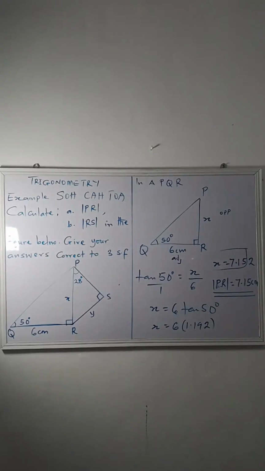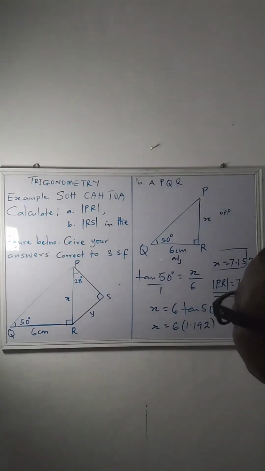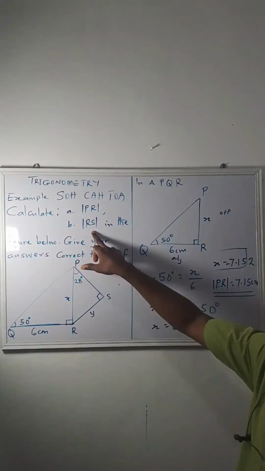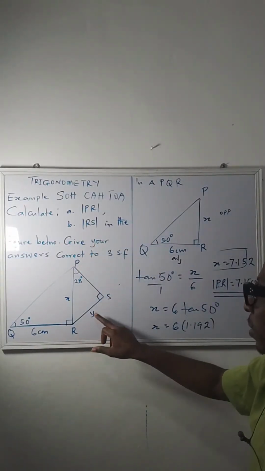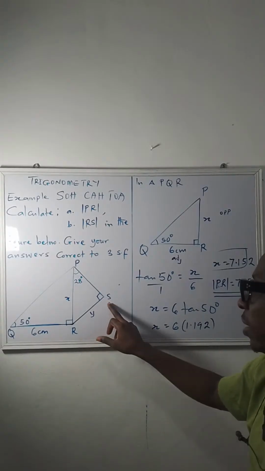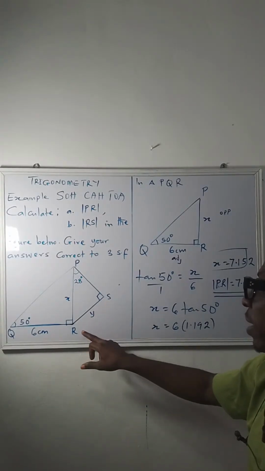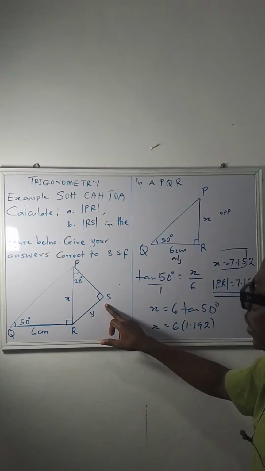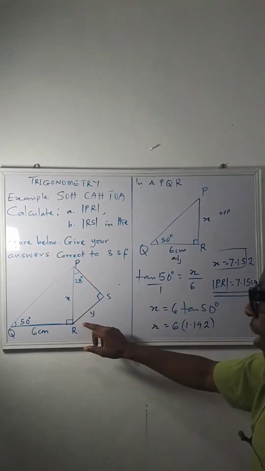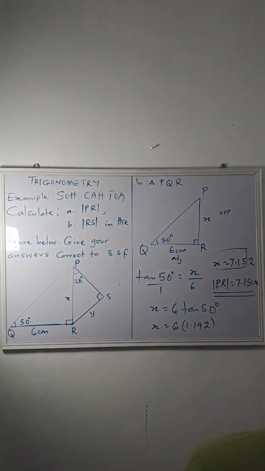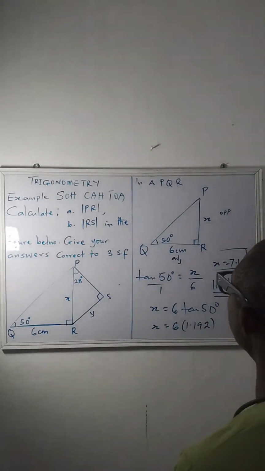Okay. Now let us look at the second part. You have to find length RS. This is length RS. Now you can see this length RS is a side in triangle RSP. Okay, so let's see, how do we get that?